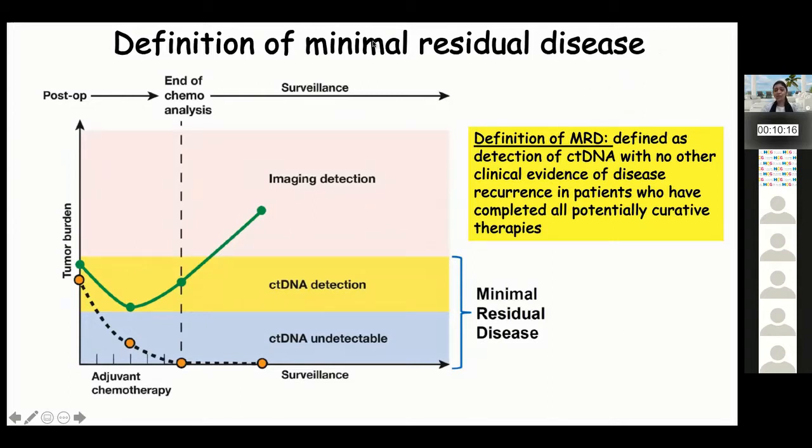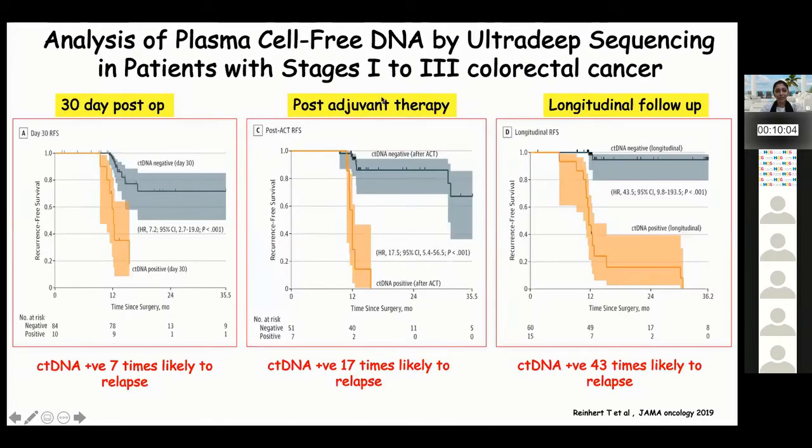And so minimal residual disease is defined as detection of ctDNA with no other clinical evidence of disease recurrence in patients who have completed all potentially curative therapies. Now, there's been a number of studies to see whether prognostically this makes a difference. And this was one of the first studies that I thought was very interesting, presented by Reinert and colleagues and published in JAMA Oncology in 2019, in which they took patients with stage 1 to 3 colorectal cancers who had undergone surgery, who had had their ctDNA measured 30 days post-surgery.